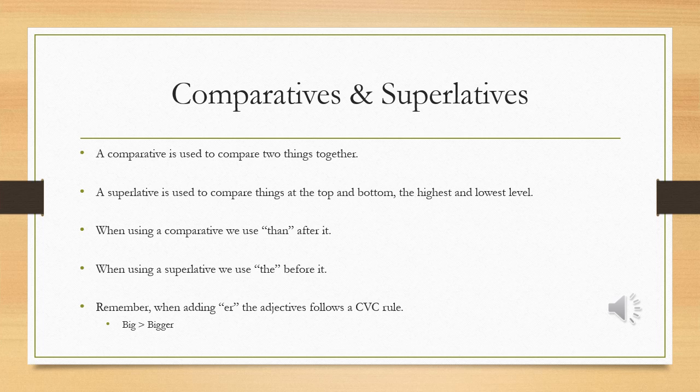Well, if you have an adjective, for example, big, B-I-G, your B and your G are both consonants, so they are C, and your I is a vowel, so it goes C-V-C. And if a word is CVC, you want to double the last consonant to add the ER, so big becomes bigger.